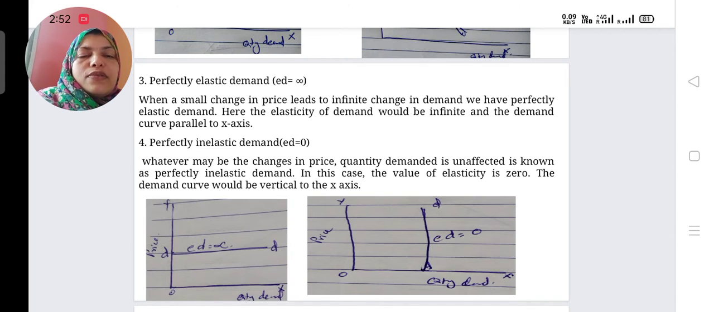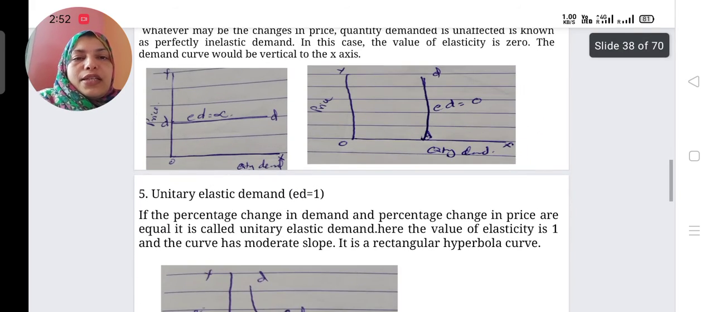Look into these two diagrams. In the first case, the demand curve is parallel to the x-axis. Then in the second case, the demand curve is parallel to the y-axis. In the first case, elasticity is infinite. In the second case, it is 0. So the first diagram is perfectly elastic and the second is perfectly inelastic.